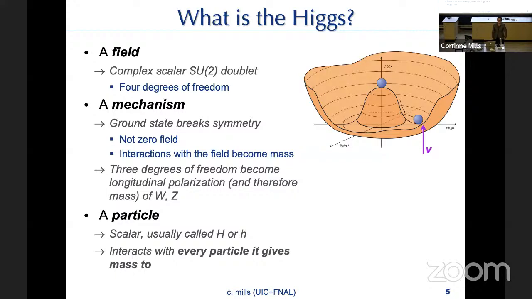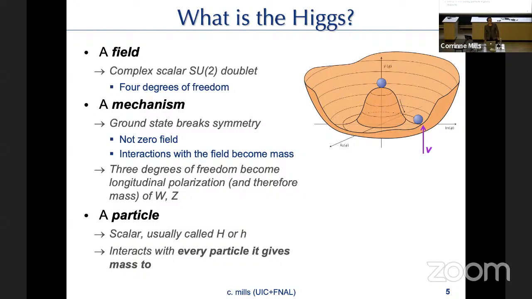So what is the Higgs? It is a field, and I said Higgs instead of Higgs boson because there are three aspects to it. There is the Higgs field, a complex scalar SU(2) doublet with four degrees of freedom. There is a mechanism. The ground state of this field, illustrated in the cartoon 2D version, the classic potential, is actually not a condition of zero field.